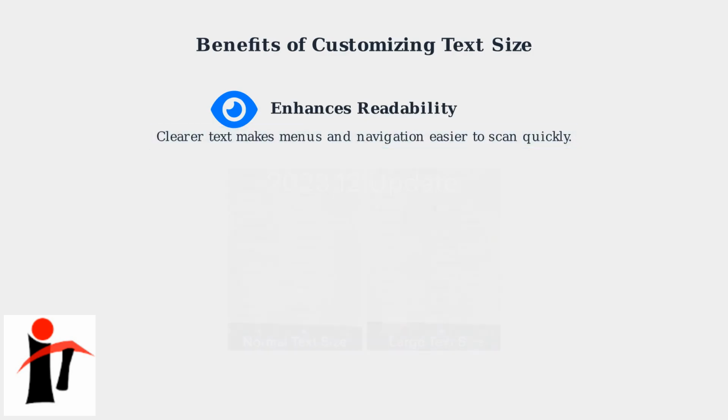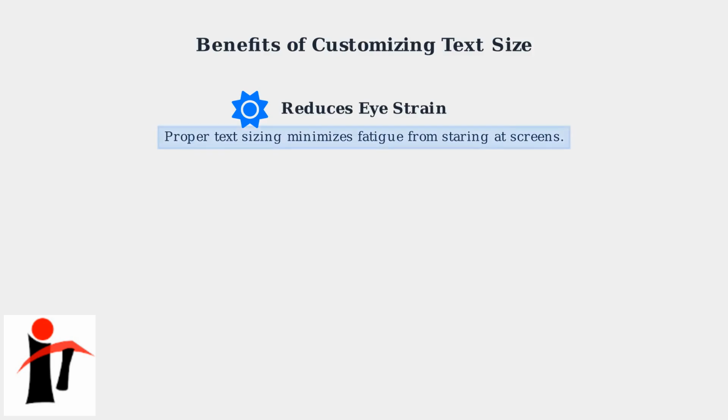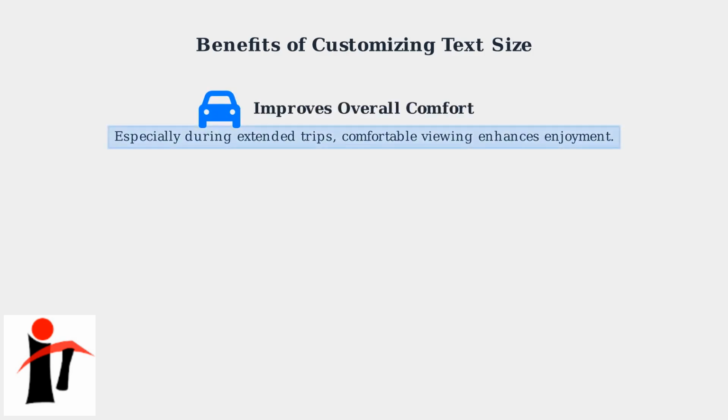Customizing text size on your Tesla's center display provides numerous benefits that enhance your driving experience. First, it enhances readability. Larger text ensures that all interface elements are crisp and easy to read at a glance, reducing the time needed to interpret information while driving. Second, it significantly reduces eye strain. During long drives, the right text size prevents squinting and discomfort, allowing you to stay focused and safe on the road.